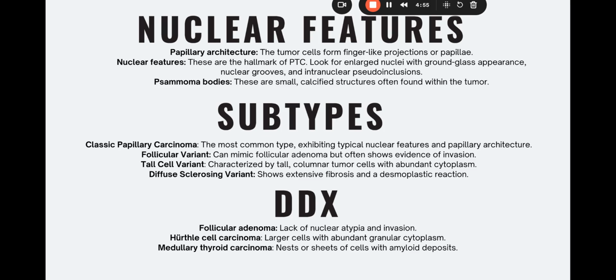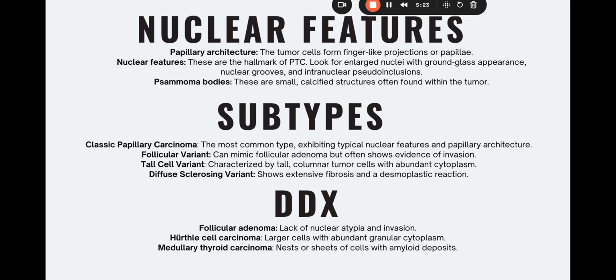Subtypes are going to be classic papillary carcinoma. This is the most common subtype, and this is the one that shows typical nuclear features and papillary architecture. There's a follicular variant, which can mimic follicular adenoma, but often shows evidence of invasion. And then there is a tall cell variant, so you have these tall columnar tumor cells with abundant cytoplasm. There's a diffuse sclerosing variant, which shows extensive fibrosis and a desmoplastic reaction.